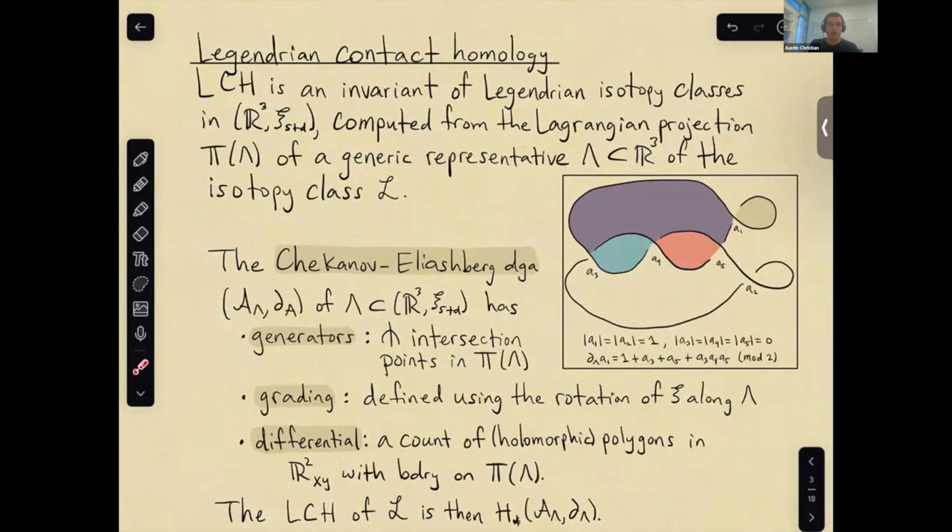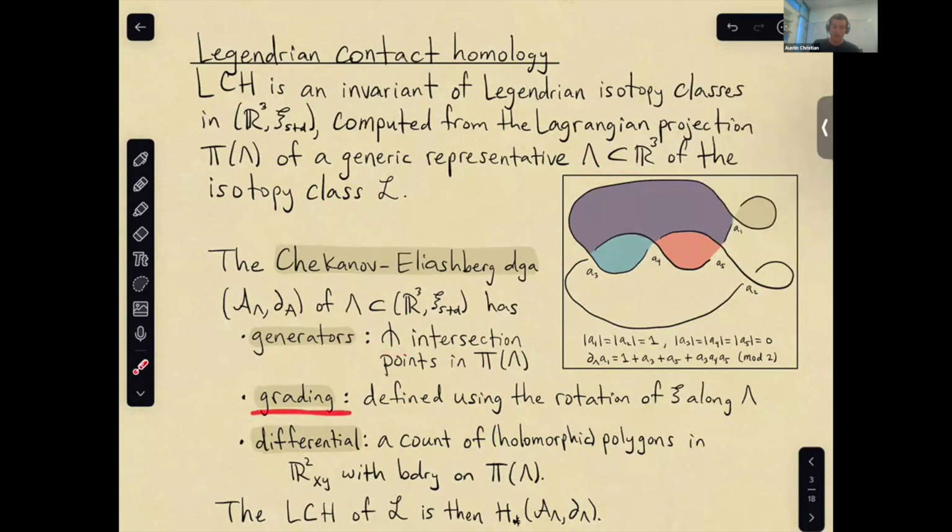And then the Chekanov-Eliashberg DGA, from which Legendrian contact homology is computed, has all of its data recorded in this Lagrangian projection, and you can define it, like I said, combinatorially, without having to teach students anything about J-holomorphic curves or what a symplectic structure even is. So the generators of this algebra will be the intersection points of your Lagrangian projection. These correspond to Reeb chords of the Legendrian knot up in R3. And I said transverse intersection, but that's just built into the genericity of lambda.